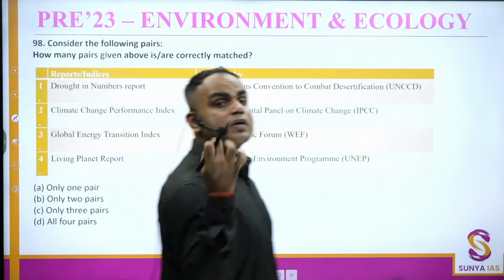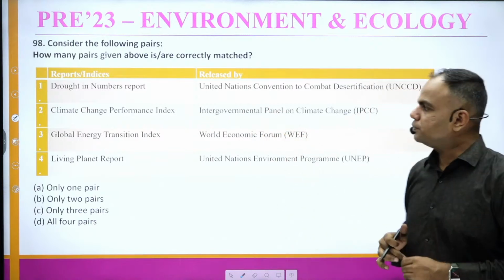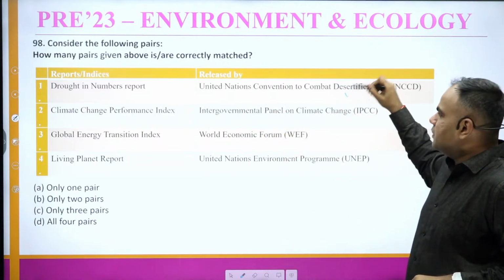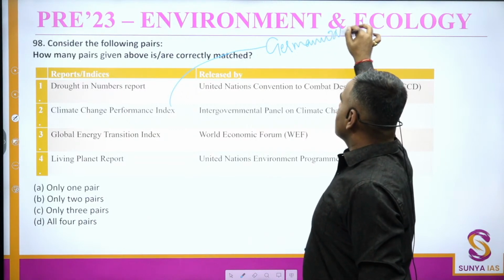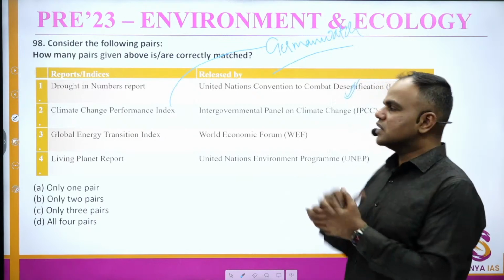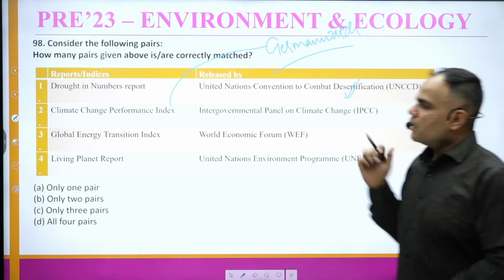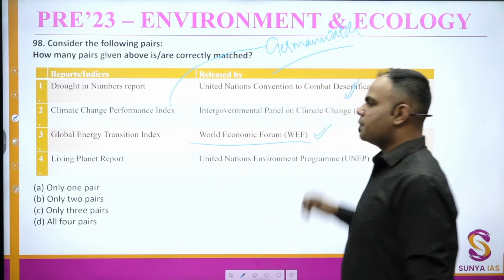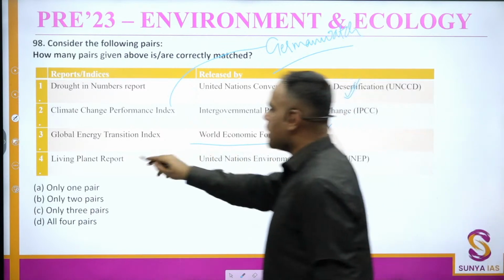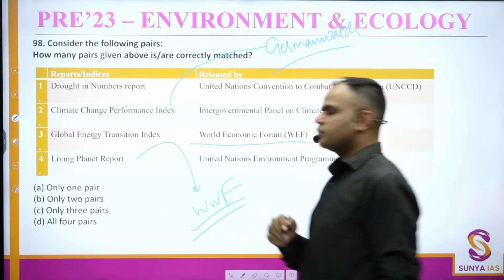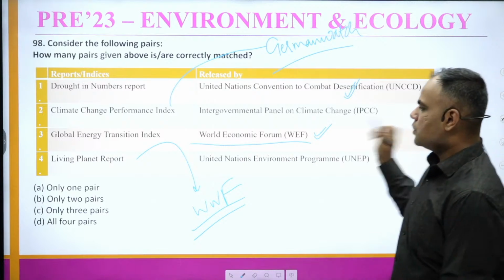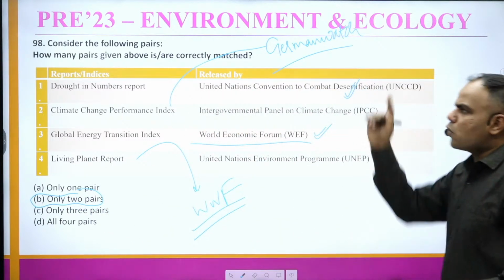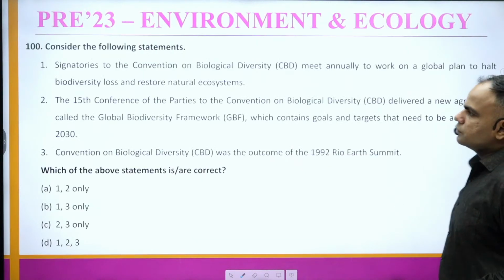Now, again, an important question we have already seen, the Emissions Gap Report. 4 more reports for you. Drought in Numbers report. Yes, this is by UNCCD. Climate Change Performance Index. This is by German Watch. In case you want a very good understanding, please go back and watch the lecture on the reports and indices. Global Energy Transition Index is by the World Economic Forum. This is correct. Then the Living Planet Report. This is not by UNEP. This is by WWF. So 2 are right, 2 are wrong. So the answer here for 98 is only 2 pairs. I think many of you would have got this question correct. Right. Now, next question.